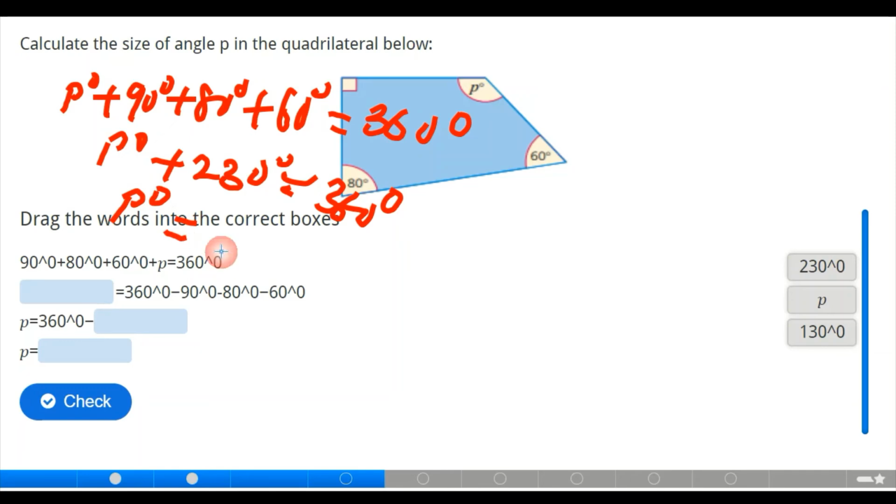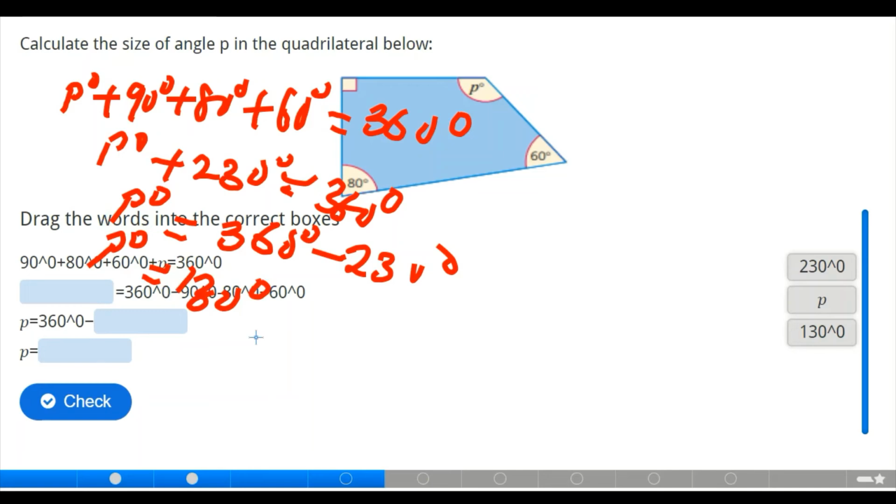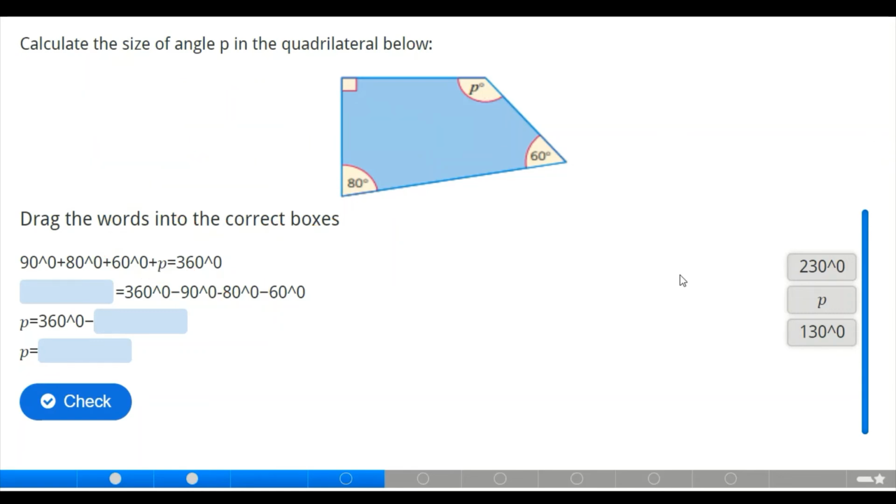So we have P degrees equals 360 degrees minus 230 degrees. So what is 360 minus 230? 360 minus 230 will give us 130 degrees. So P here that we have is what? 130 degrees. So by the time we add 90 plus 130 plus 60 plus 80, the sum will add up to 360 degrees. So let's drag the right answer to the boxes.